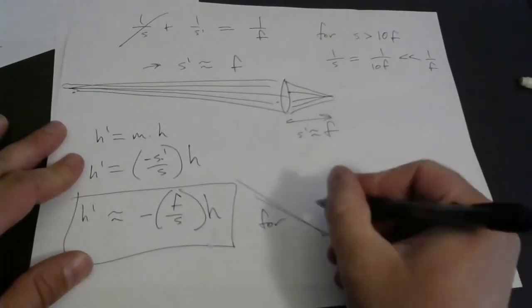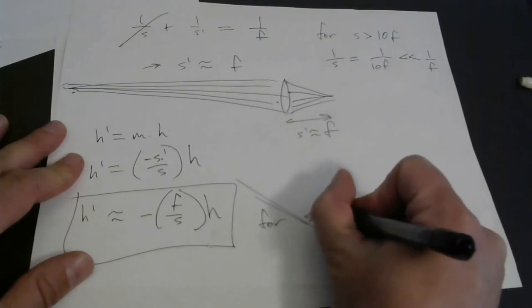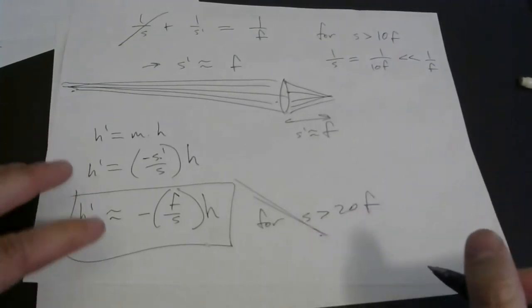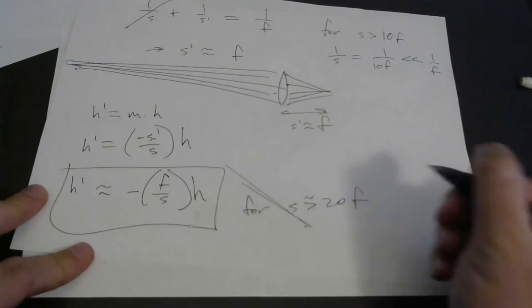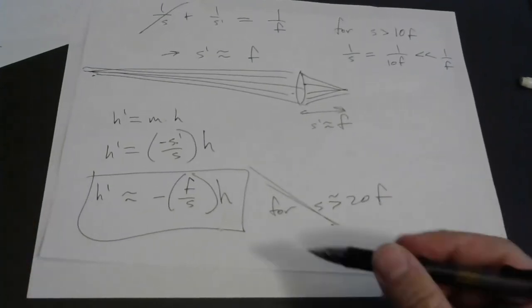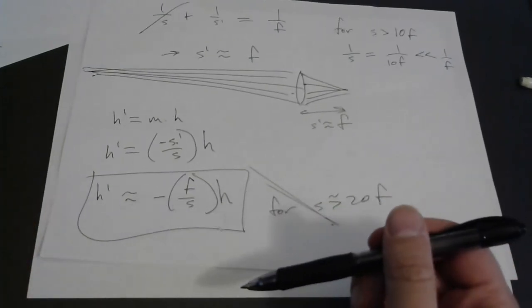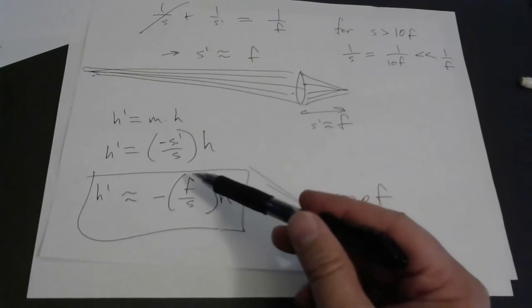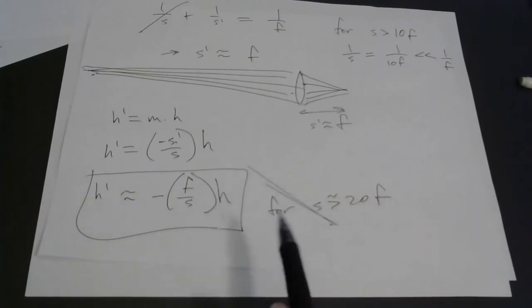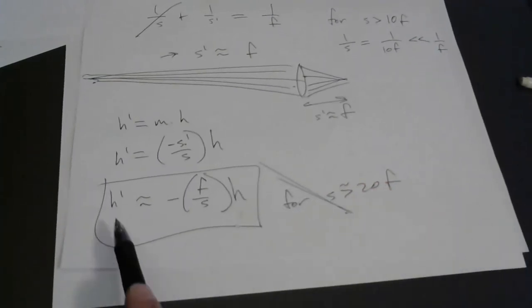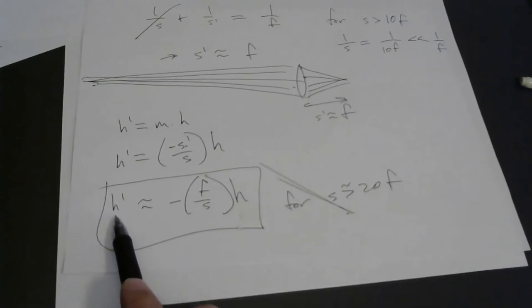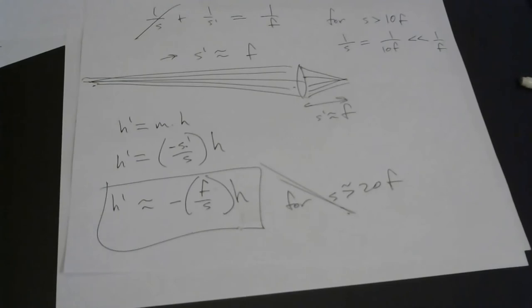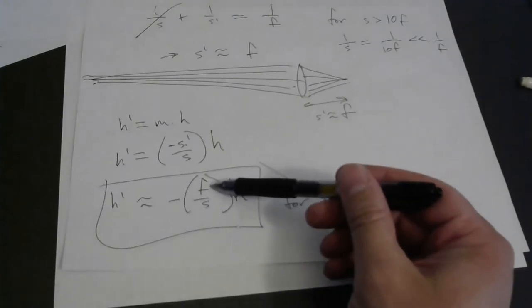This formula is valid as long as s is greater than, this time I'll go with 20 focal lengths. And the part of this formula that you should focus on, no pun intended, would be the numerator. This equation says that you can change the size of the image. This could be an image on a piece of photographic film. It could be an image on a projector screen. It could be an image on the CCD of a digital camera. The size of your image is proportional to the focal length.